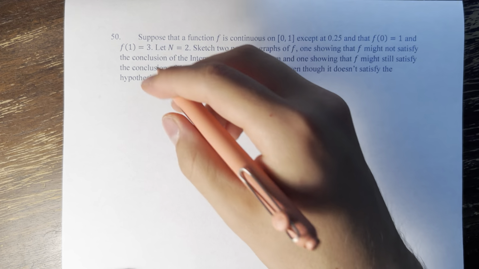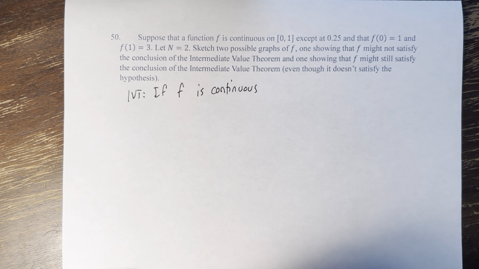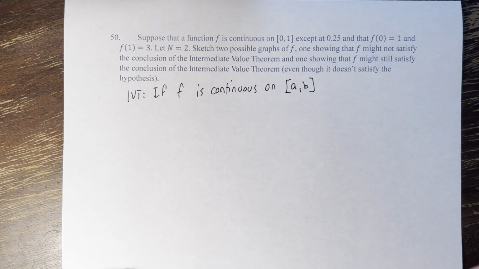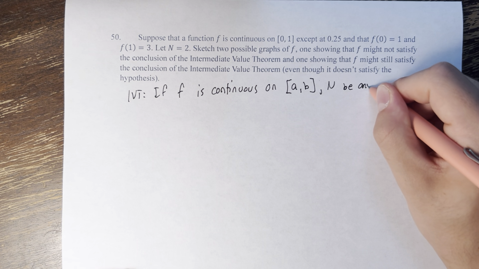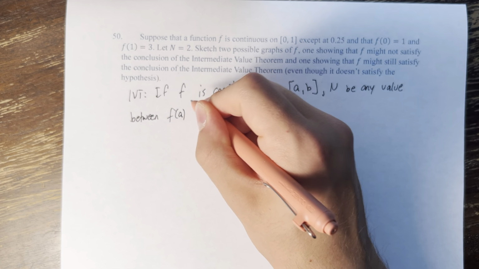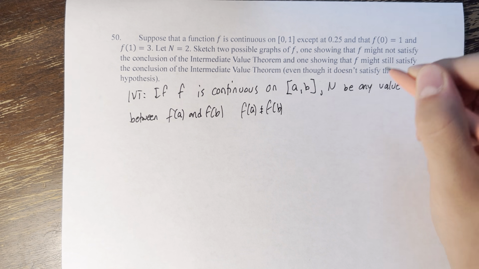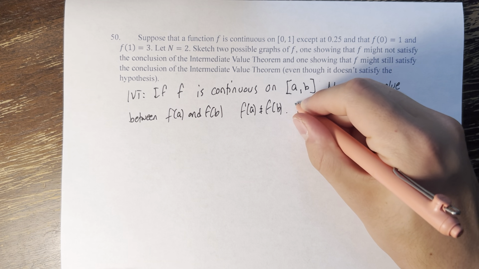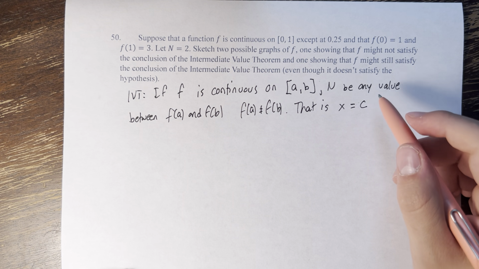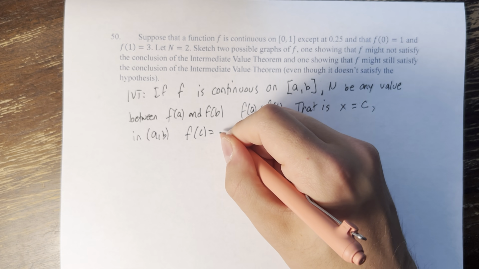So what does this all mean? The intermediate value theorem states that if a function f is continuous on an interval from a to b, a closed interval, and we let n be any value between f of a and f of b, as long as f of a does not equal f of b, we say, therefore, that there is an x value equal to c, between a and b, such that if you take f of c, the value is equal to n.